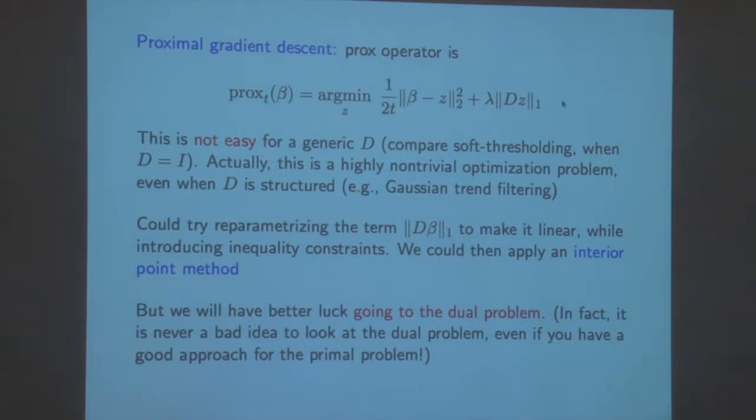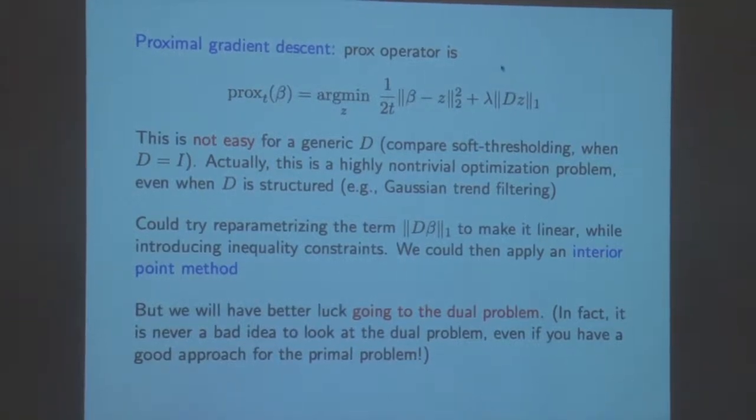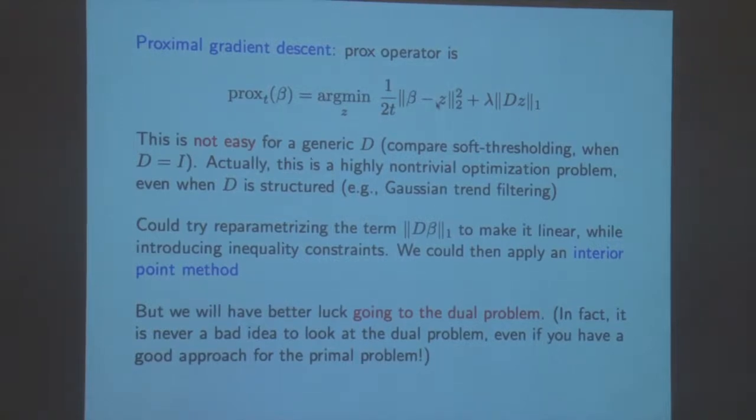That is not an easy problem to solve for a generic matrix D. Right? When D is the identity, the solution to this problem is soft thresholding. We worked it out on paper. It's very simple to apply. When D is an arbitrary matrix, this problem is no easier than an arbitrary Lasso problem. Right? It's really the same difficulty. I mean, all we've done is we put an arbitrary linear operator here instead of an arbitrary linear operator in front of z in the loss. They're really the same difficulty.